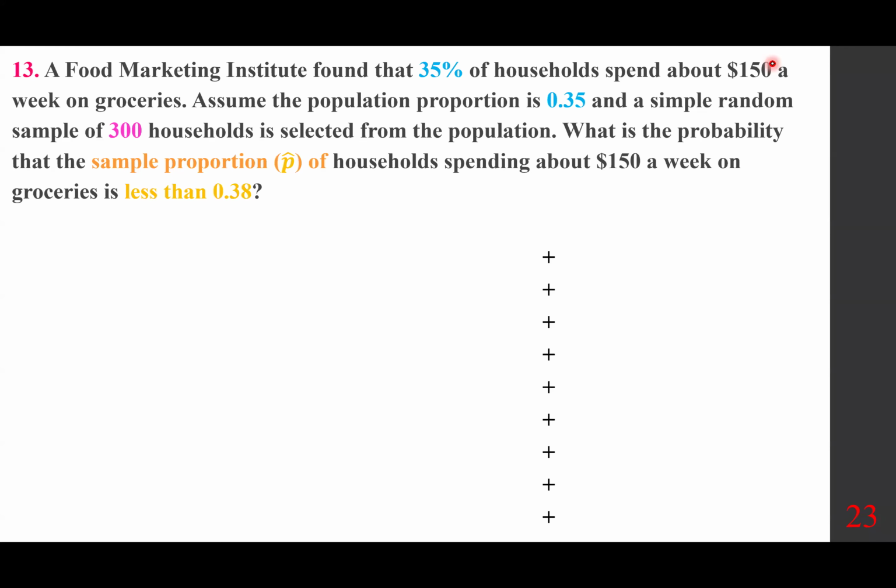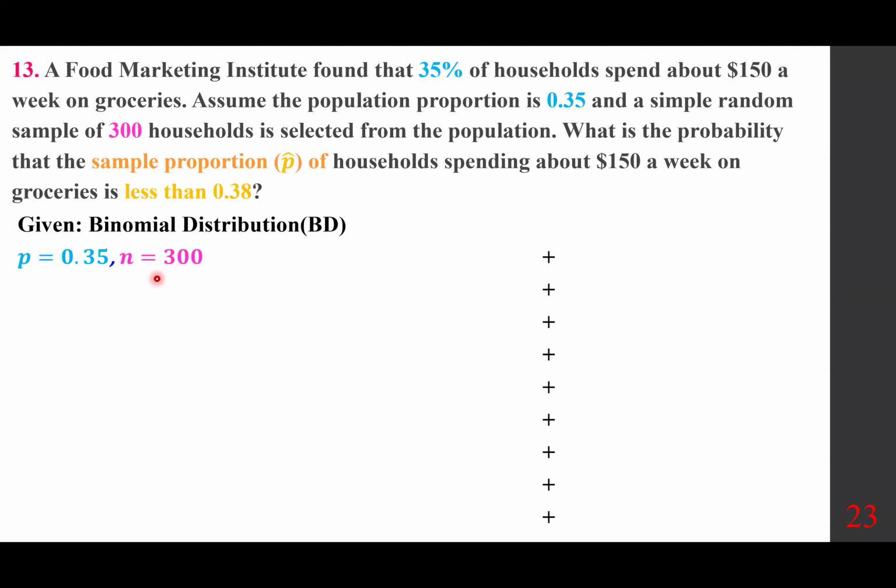All right, so again, we are dealing with an application problem. So what is given? We're going to start with that. 35% or 0.35, 150, 300. What are those? We are dealing with a binomial distribution. Probability is 35%. N is 300 because we're dealing with proportion here. So we're dealing with BD, binomial distribution. P is 0.35. Okay, found that 35% of households, so roughly this much. And N is 300.